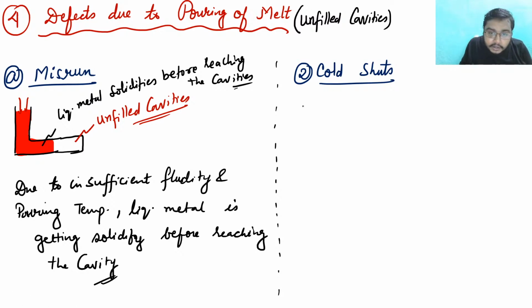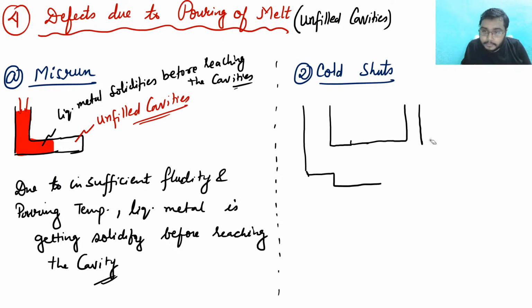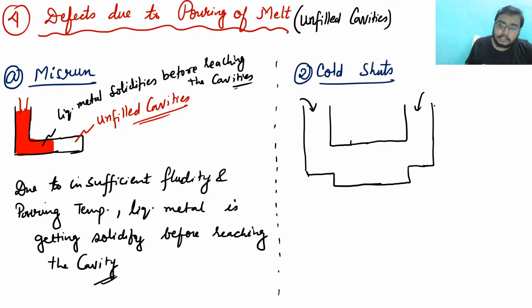Suppose that you have this kind of cavity. Clear? Now suppose this is one gate and this is another gate. So suppose that you are using more than one gate, that is two gates, right? Here is one gate and here is another gate. So you are using the two gates to pour the molten metal into this cavity, right?